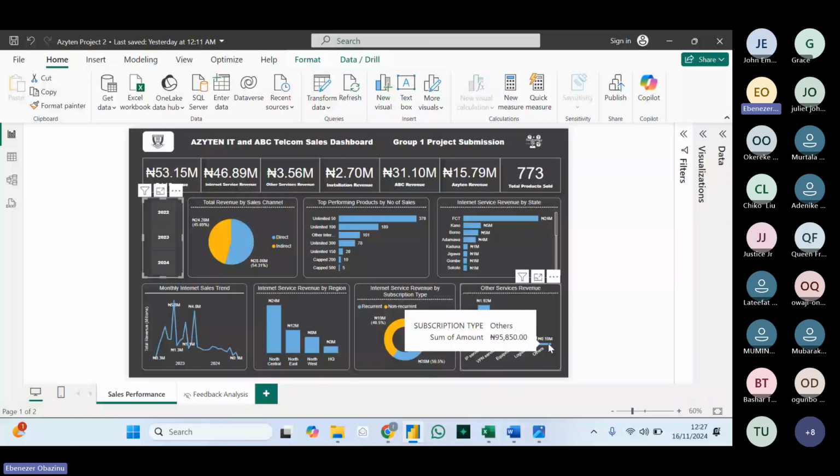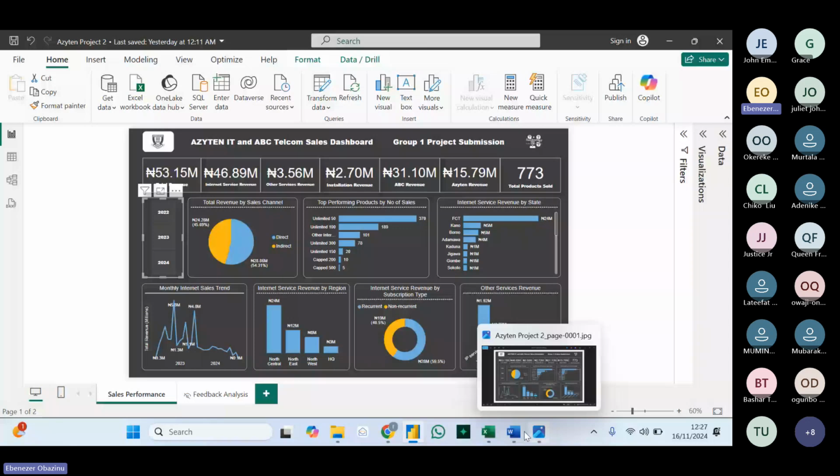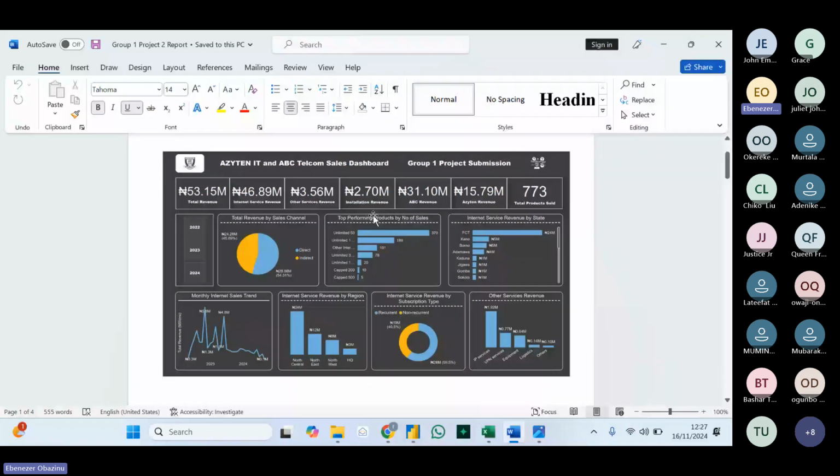So this dashboard is actually interactive, so we can interact with it. And we also did a little summary. In the summary we submitted, we attached just a still picture of the dashboard, and we also did a little analysis which I've explained earlier.